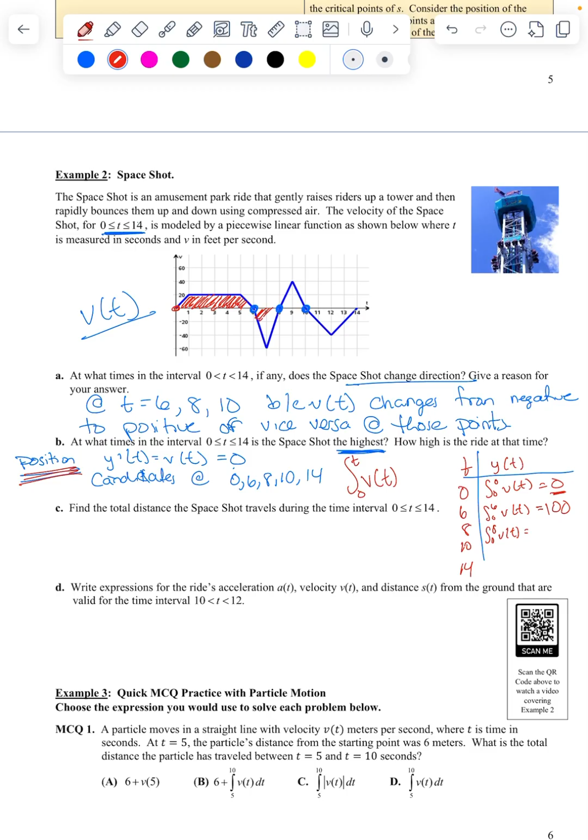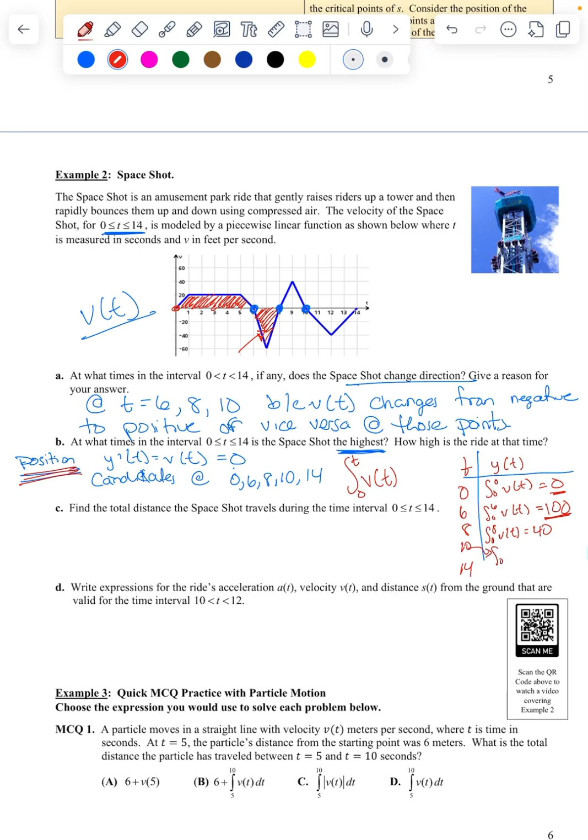And then what do you think we're doing with this area right here? Are we adding it or are we subtracting it? I hope you said subtraction. So we have the 100 from the previous example. We're going to subtract that triangle and you should end up with an answer of 40.